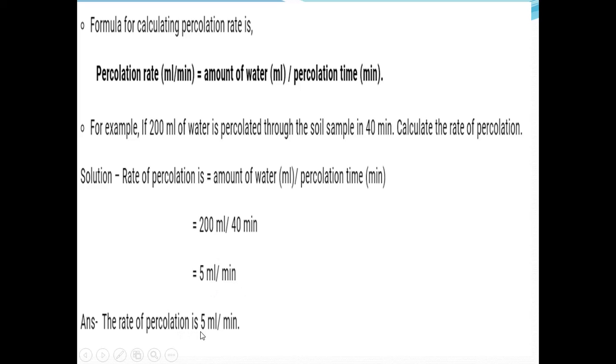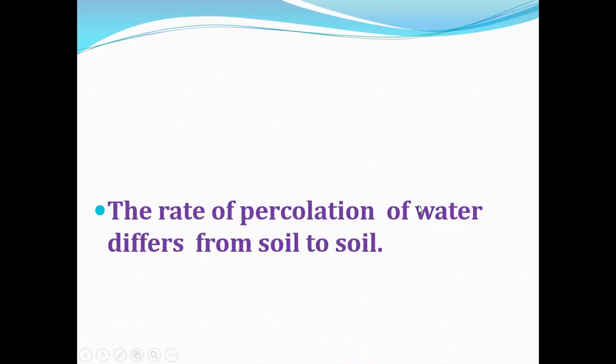So the rate of percolation is 5 ml per minute. Understood, children? So this is the way we have to calculate the percolation rate in the soil.